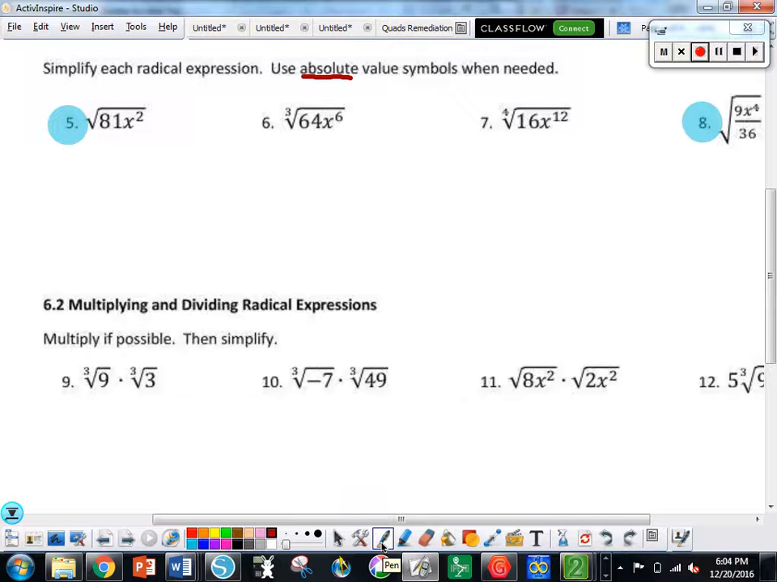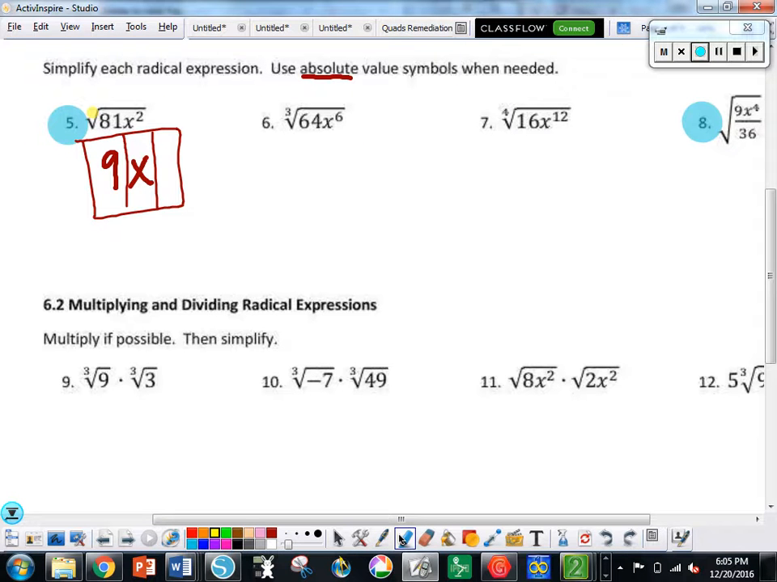So on number 5, the square root of 81 is 9, and then x. Then you have to decide if you need an absolute value. Because there is an even index, I need to make sure everything that comes out of the radical is positive. X is kind of the switcher there. It could be negative, it could be positive. So I'll put absolute value signs on there to ensure that it stays always positive.